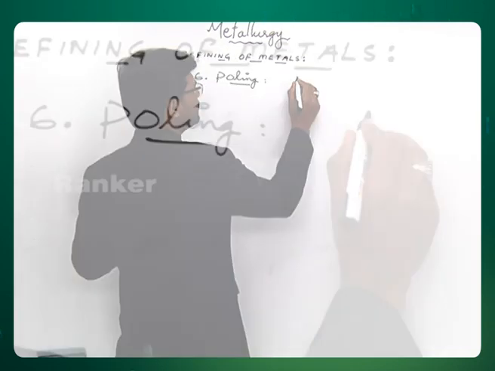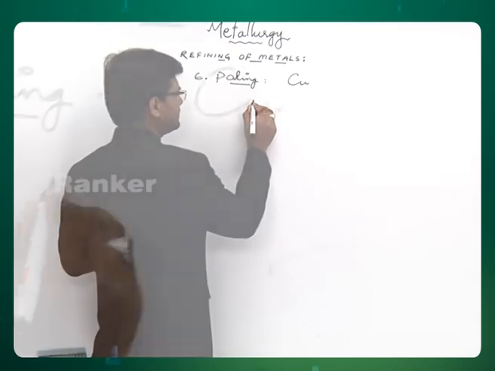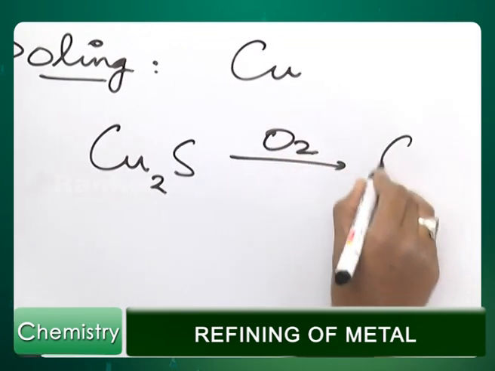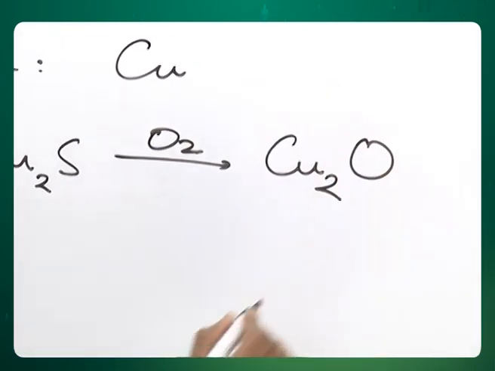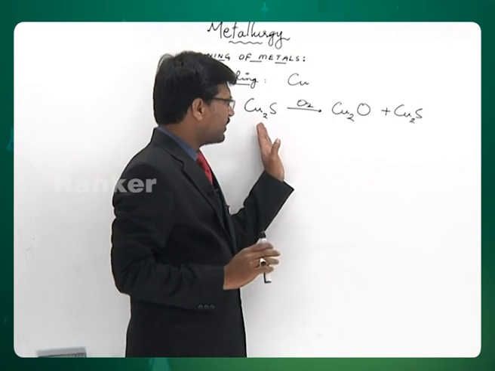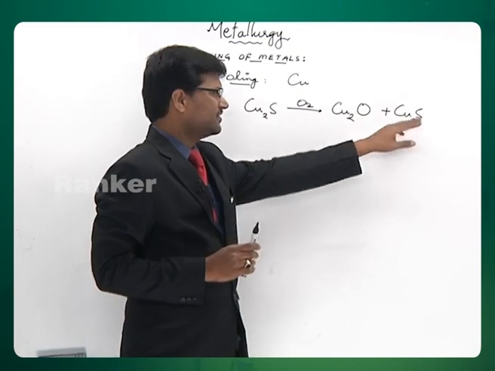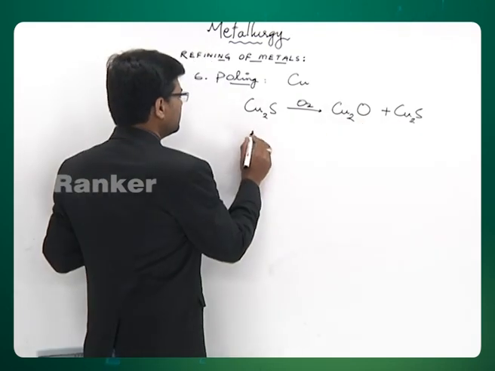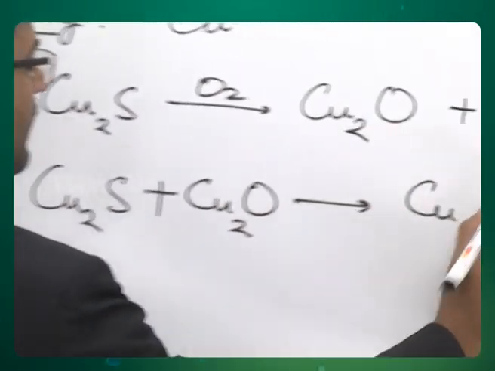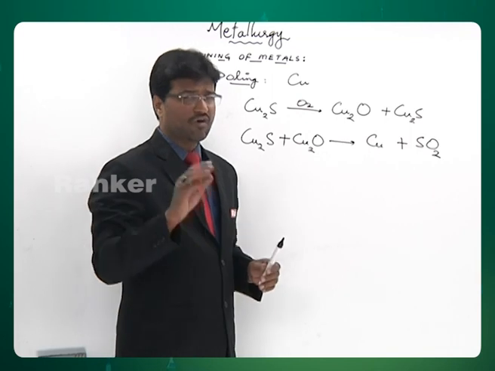Poling is for copper. One of the steps involved in the extraction of copper is auto reduction. Copper sulfide is there. You pass oxygen and transform part of it into copper oxide, and the rest of it is still in the form of sulfide. Then copper sulfide and copper oxide react to give copper metal and sulfur dioxide. This is called auto reduction. So copper is obtained by auto reduction.